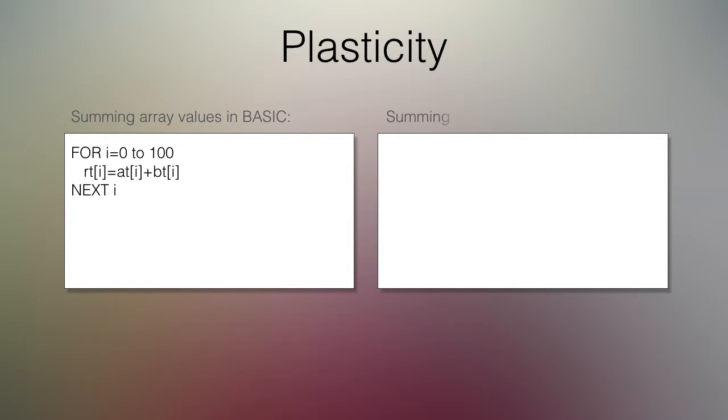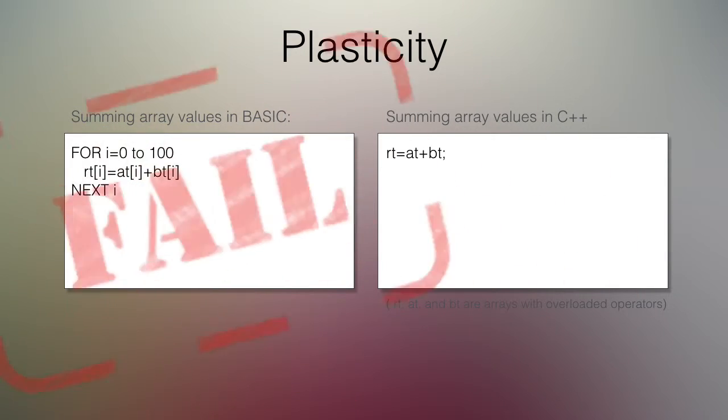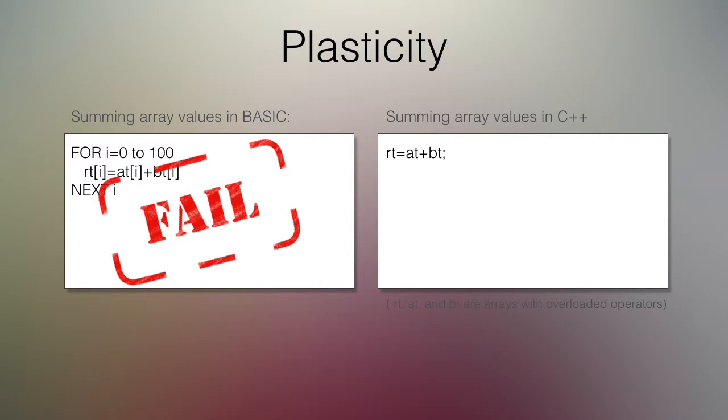As for plasticity, consider the following BASIC program summing array values in a pointwise manner. You really need to read and interpret the whole code to understand what is going on. In C++, the same can be expressed with a single program line, provided that suitable operator overloadings exist for the objects. Again, one of the languages is more flexible than the other.